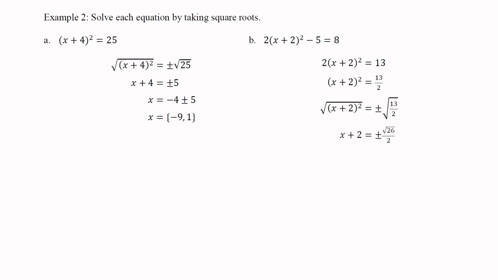But we are going to want to rationalize our fraction on the right side. So we're going to have x plus 2 equals plus or minus square root of 26 over 2 when we multiply the top and the bottom by the square root of 2. And then we're going to subtract 2 from each side. And that leaves us with negative 2 plus or minus the square root of 26 over 2 as our solution.